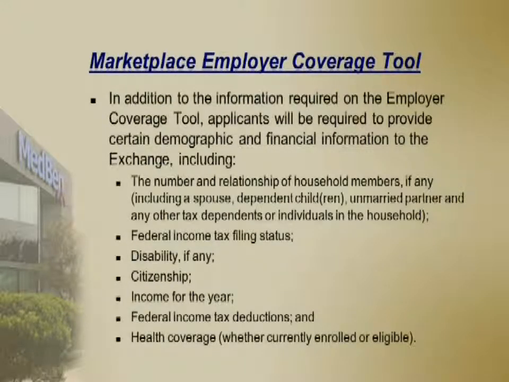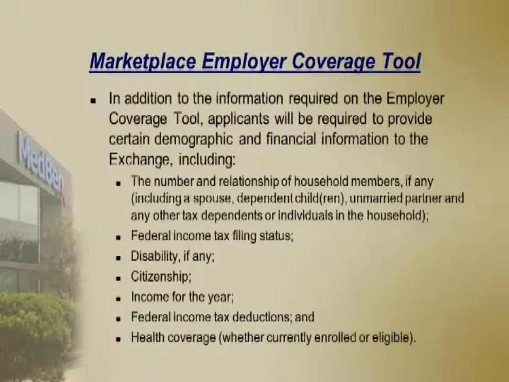In addition, information that's going to be required will include some demographic information. And again, some of this may be information that the employee has to fill out. And that includes the number of people in their household and the relationships of those people. Spouses, dependent children, unmarried partners, other people that they are responsible for from a tax dependent status. They need to know who those people are. They're going to try to match that up with their federal income tax filing and find out what their real household income is. They have to know if anyone's disabled, and they have to know their citizenship.